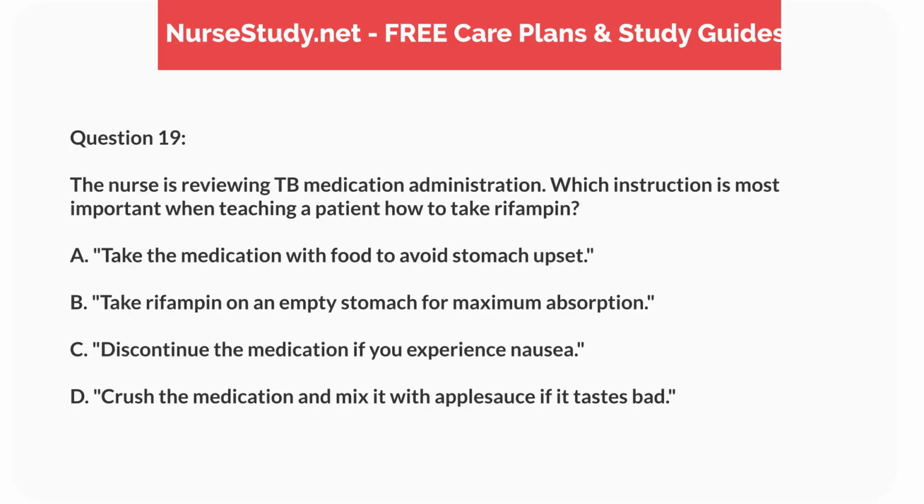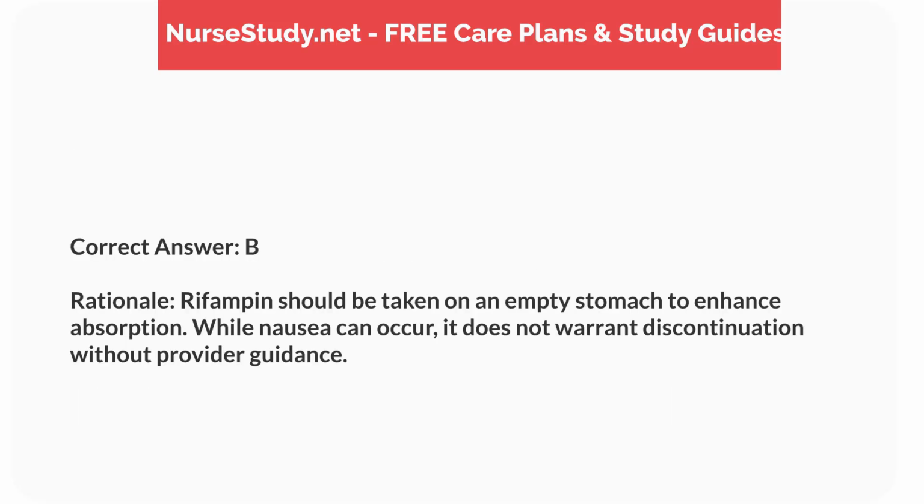Question 19. The nurse is reviewing TB medication administration. Which instruction is most important when teaching a patient how to take rifampin? A. Take the medication with food to avoid stomach upset. B. Take rifampin on an empty stomach for maximum absorption. C. Discontinue the medication if you experience nausea. D. Crush the medication and mix it with applesauce if it tastes bad. Correct answer, B. Rationale: rifampin should be taken on an empty stomach to enhance absorption. While nausea can occur, it does not warrant discontinuation without provider guidance.